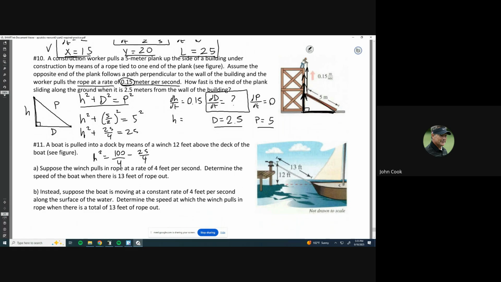And then 100 minus 25 is 75. So 75/4 is what I get for that, and you can do that on a calculator if you want. It's not a big deal. We take the square root of both sides. H is equal to plus or minus the square root of 75 over 4.